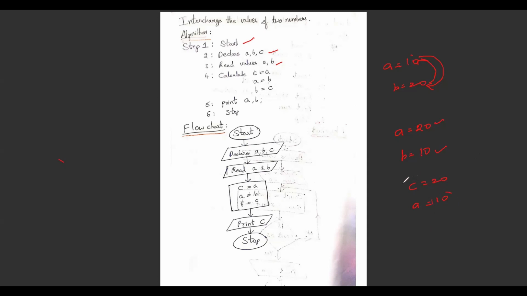And whatever the C value stored, that will be copied into your B, where you can say B equals C, where the C value is 20, that will be stored in B. Now A value is 10, B value is 20, which is interchanged. So this is called swapping of two numbers. Is it point clear? So same thing, start, declaring, you're going to read those values, okay?